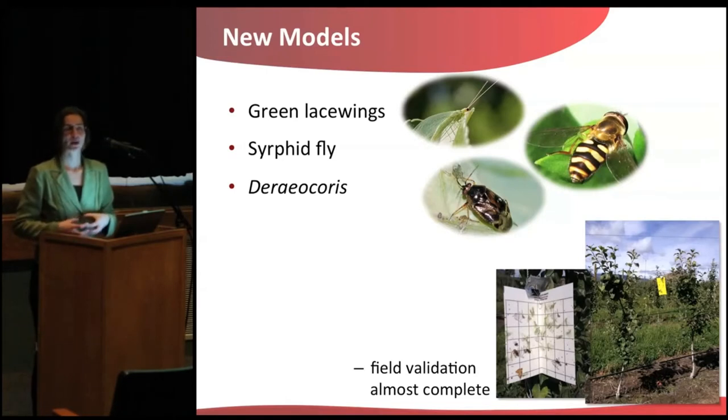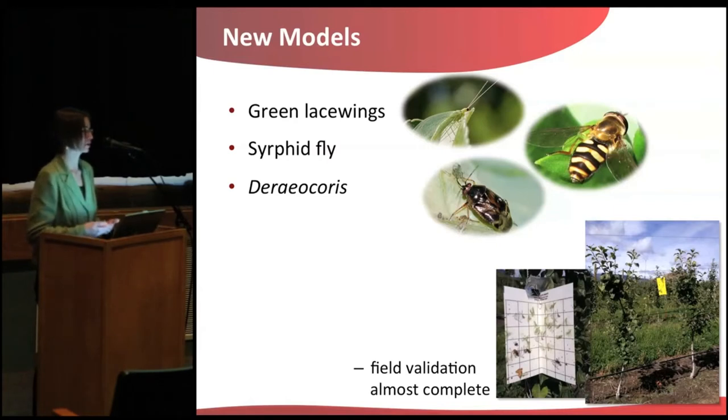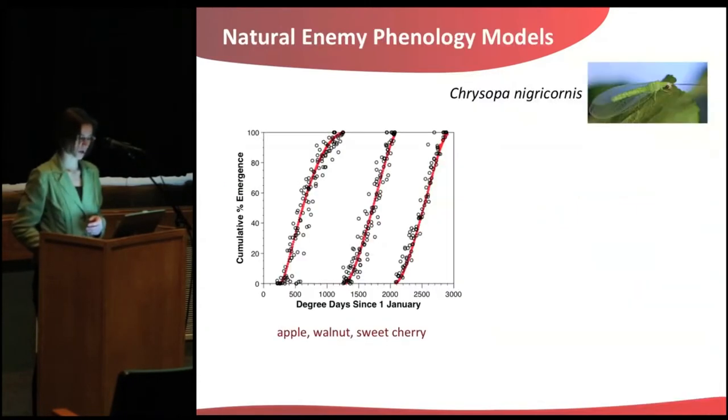Other things that we want to improve the decision making with are new models for natural enemies. We have been developing new models for green lacewings, syrphid flies, and a psyllid predator, Deraeocoris. So right now we're at a stage where we're doing field validation for the last two species, but the green lacewing models have been validated and they're working well.